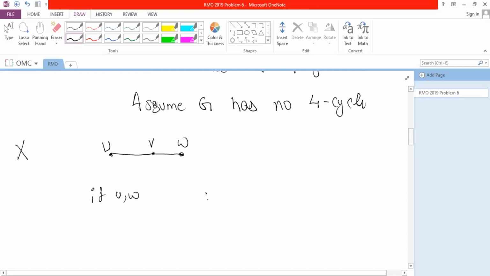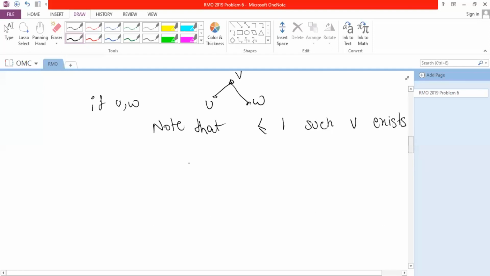And note that at most one such v exists. Now, why is this true? Say there were another v, say u is connected to v, which is connected to w, and u is also connected to some vertex v prime, which is also connected to w. But in this case, we now have a fourth cycle. And we assume that graph G does not have a fourth cycle. So we must have at most one such v.